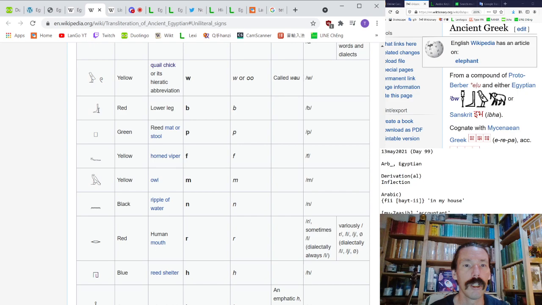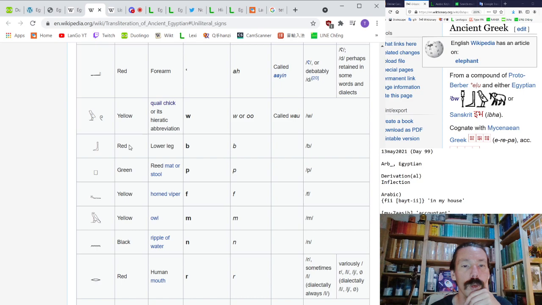Red, lower leg, B. B leg. Green, mat for P. Okay, there we have the Impani. We'll meet Matup. That's a mat with a P. Yellow horned viper, yellow quail, yellow viper for F. So wa and fa.